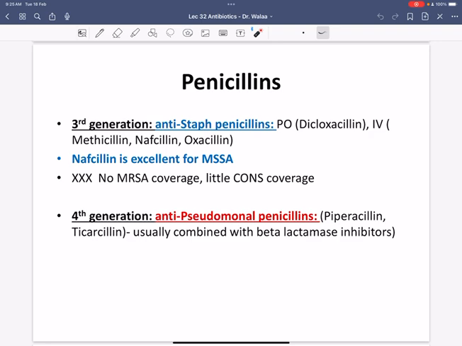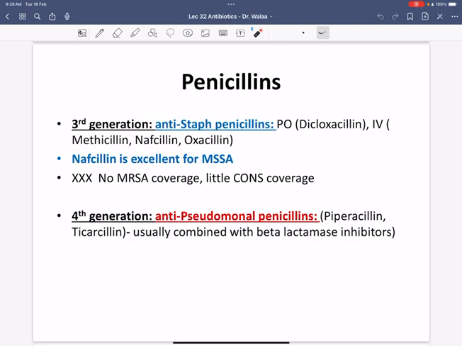One of the major commonly used third generation penicillins are dicloxacillin, which is a PO formulation, methicillin as IV, and nafcillin, doxycycline are also given as IV formulation. Nafcillin is excellent, specifically when we're treating, for example, septic arthritis or otitis media, where the most common pathogen to cover is MSSA or methicillin sensitive Staphylococcus aureus, and they have excellent safety profile and almost no major side effects.